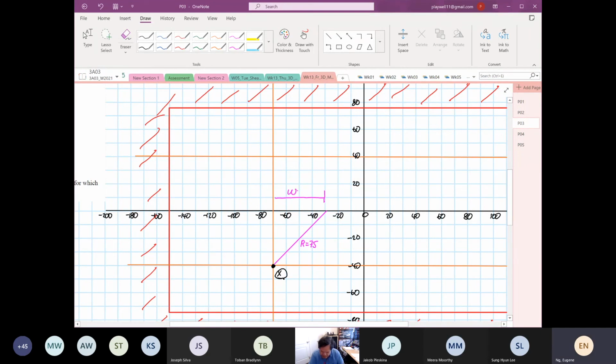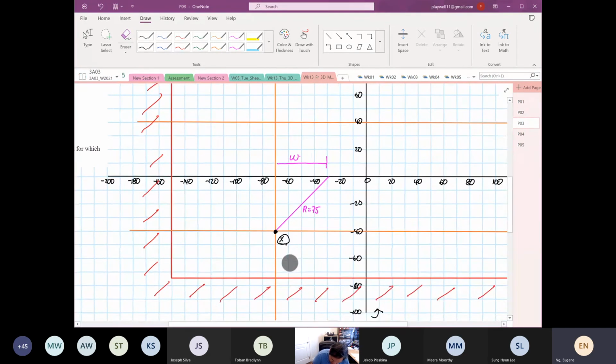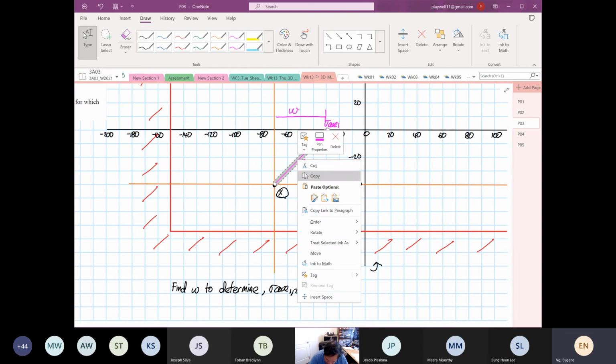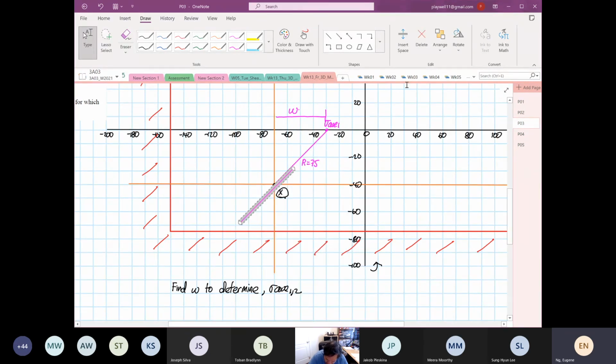I'm going to call it omega. So with this omega, we have to find omega. So I'm going to write this down here. We have to find omega to determine our stress average 1 and 2. So over here, let's say this is just a sketch. This is my stress average 1. And then we know the other possibility, right? The other possibility is this is our stress average 2.